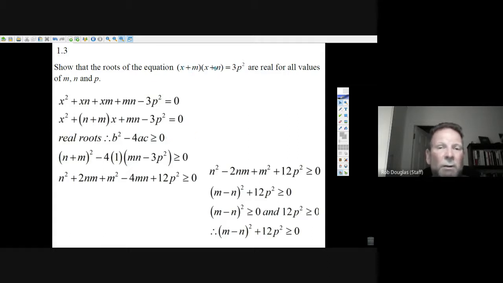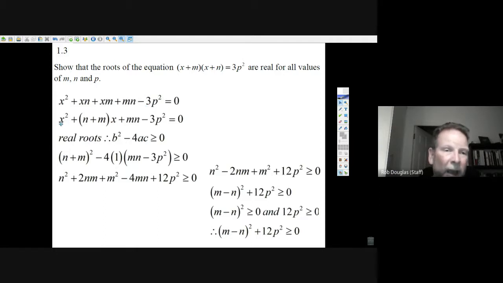Well, all we do is we multiply it out. We're going to try and show that no matter what we pick for m, n, and p, the roots will always be real. Well, let's just give this a try. It's a little bit challenging in some ways, but x plus n times x plus m, just multiply it out. You get x squared, you get xn, you get mx, you get mn. And then bring the minus 3p squared over to this side.